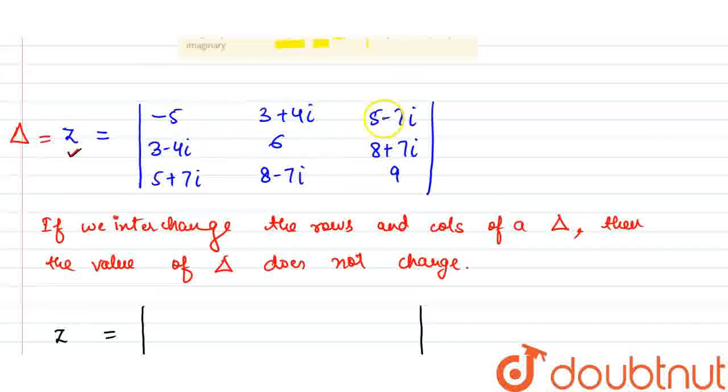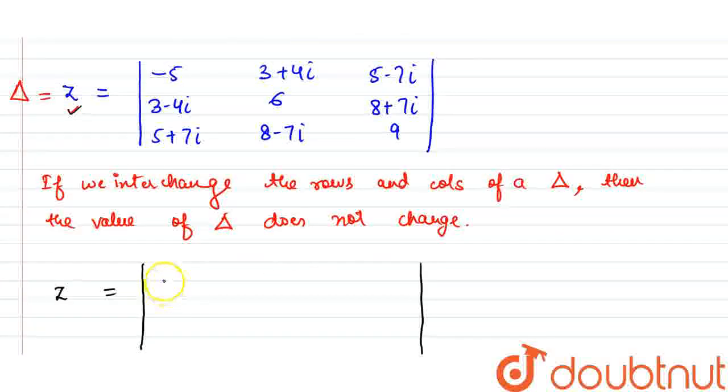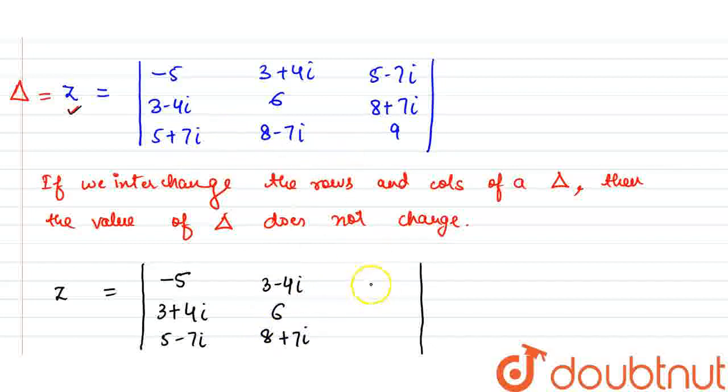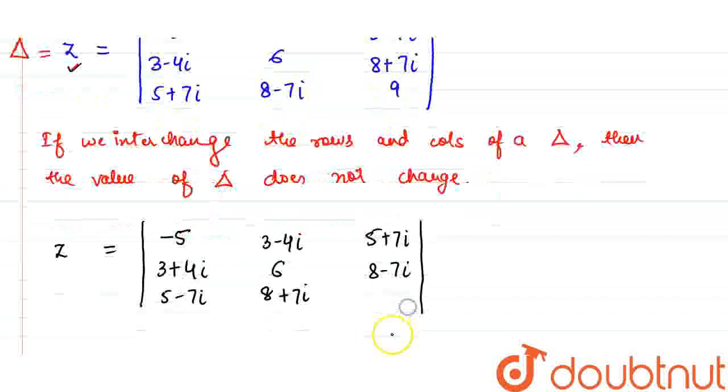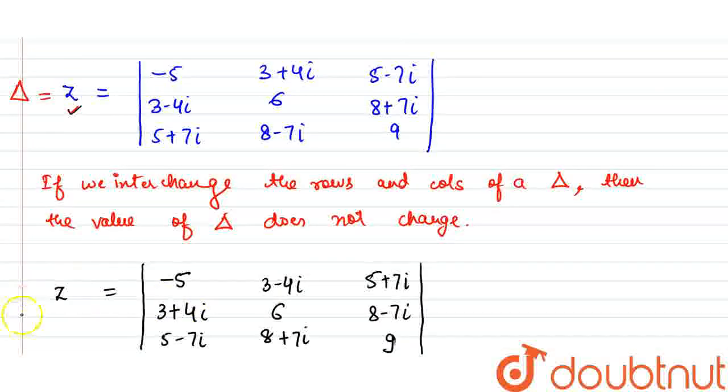So row 1 will become column 1. So this will be minus 5, 3 plus 4 iota, and 5 minus 7 iota. Second row will become second column, 3 minus 4 iota, 6, 8 plus 7 iota, and the third row will become third column, 5 plus 7 iota, 8 minus 7 iota, and 9. Now we have to find the value of Z in this question. So let us say this is equation number 1 and this is equation number 2.